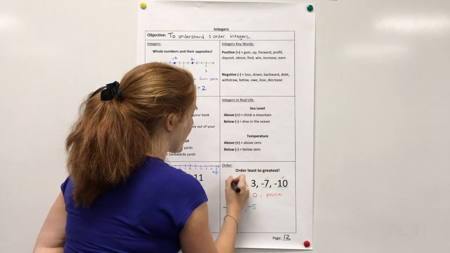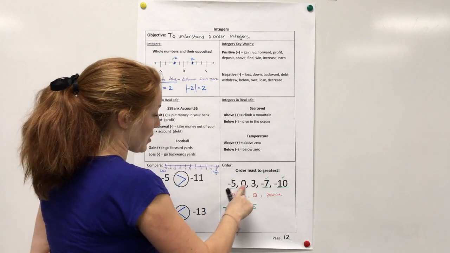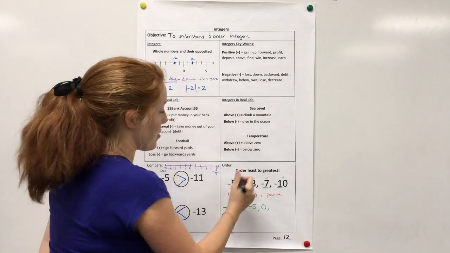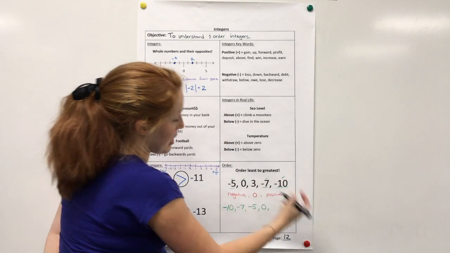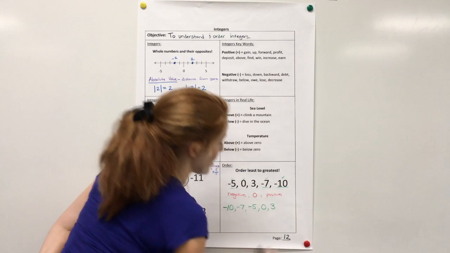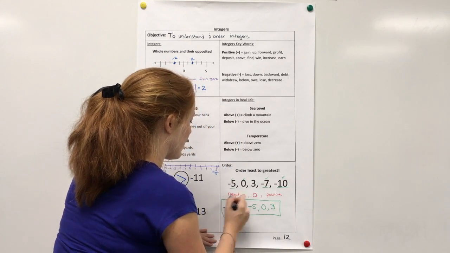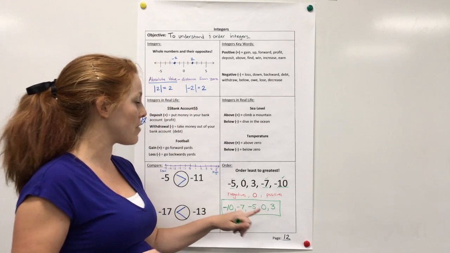Okay, so now I've got all my negatives taken care of. Now I'm going to put my 0. And then last but not least, I have a 3, and it's positive, so it would be the greatest. So here's my numbers in order from least to greatest: -10, -7, -5, 0, and 3.